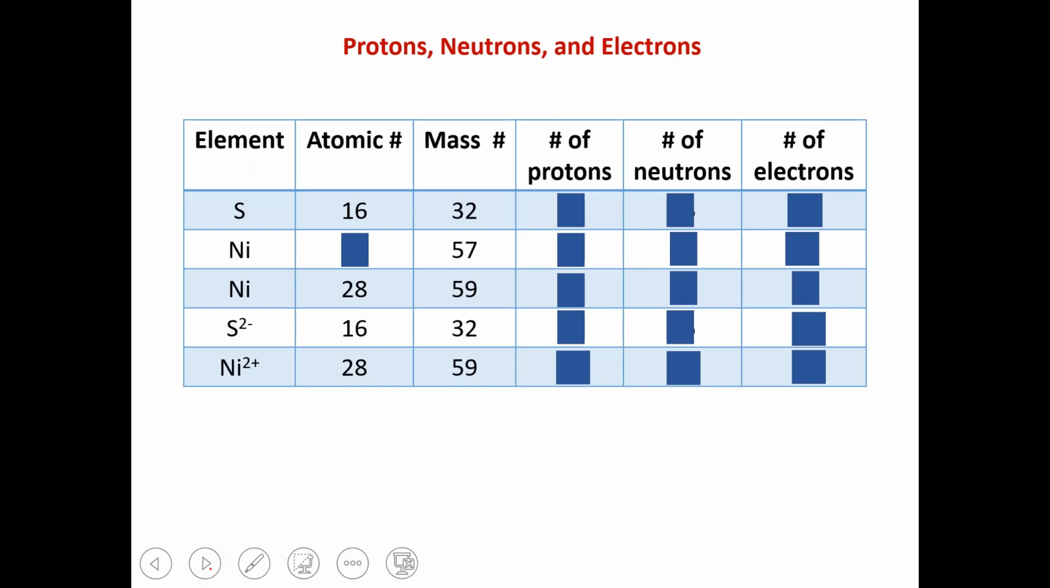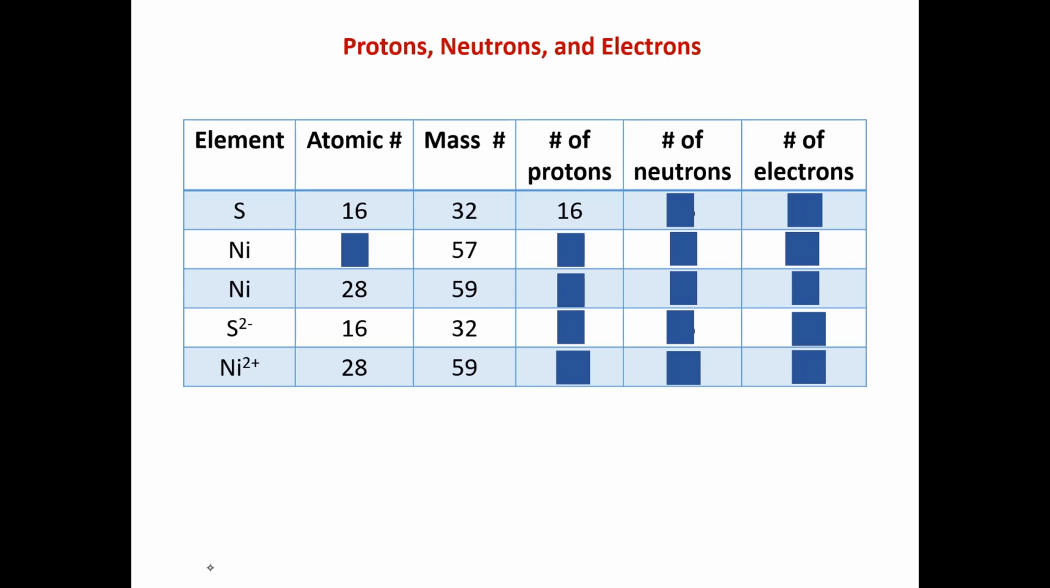So let's look at a few examples here. If we look at a sulfur atom, sulfur has an atomic number of 16, and this particular sulfur atom has a mass number of 32. So since atomic number is the number of protons, if it has an atomic number of 16, that means that we've got 16 protons.